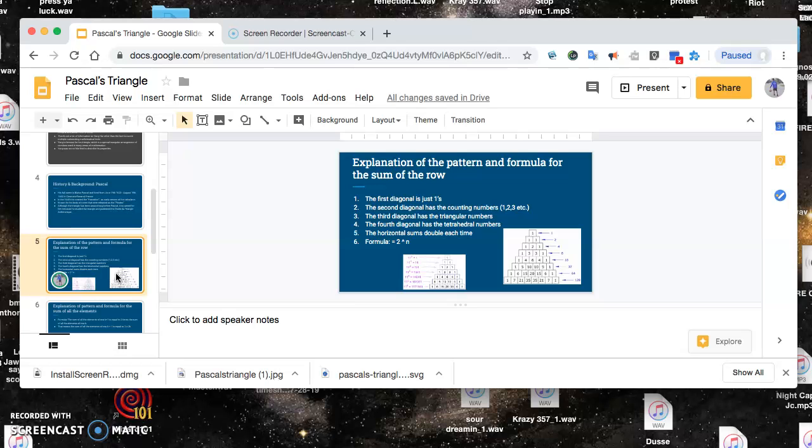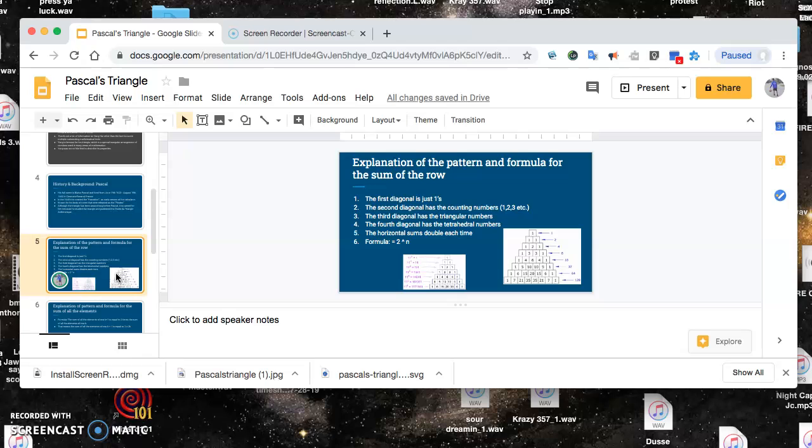Explanation of pattern and formula for the sum of the rows in Pascal's triangle. The first diagonal is just ones. As you can see at the top, it's just ones. The second diagonal has counting numbers, such as 1, 2, and 3. As you can see, the second diagonal is 1, 2, 3, 4, 5, 6, 7. The third diagonal has triangular numbers. The third diagonal, as you can see, goes 1, 3, 6, 10, 15, 21. The fourth diagonal has tetrahedral numbers, and it goes 1, 4, 10, 20, 35.